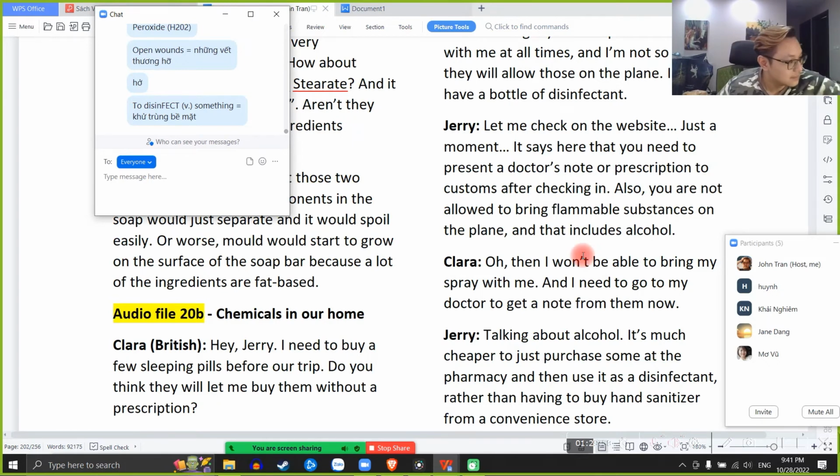Also, you are not allowed to bring flammable substances on the plane, and that includes alcohol. Alcohol. Okay.